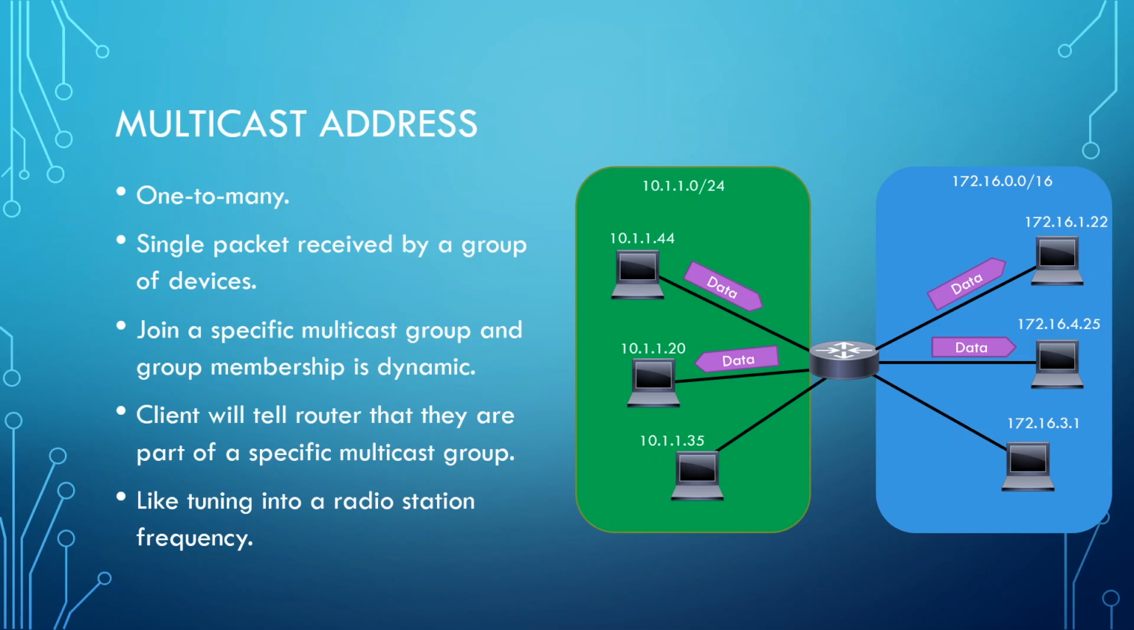Now, it's up to the end user devices, computers, laptops, to tell the network devices such as switches, routers, that it's part of this multicast group. So in this example, the 172.16.1.22 device and the 172.16.4.25 device have told their default router in the middle that, hey, we're part of a specific multicast group. So because we're part of this group, if you receive any traffic which is destined to this multicast IP address, then please forward that over to me. So in this case, the router knows about this, and he's only going to forward the multicast traffic to the devices which are part of this multicast group.